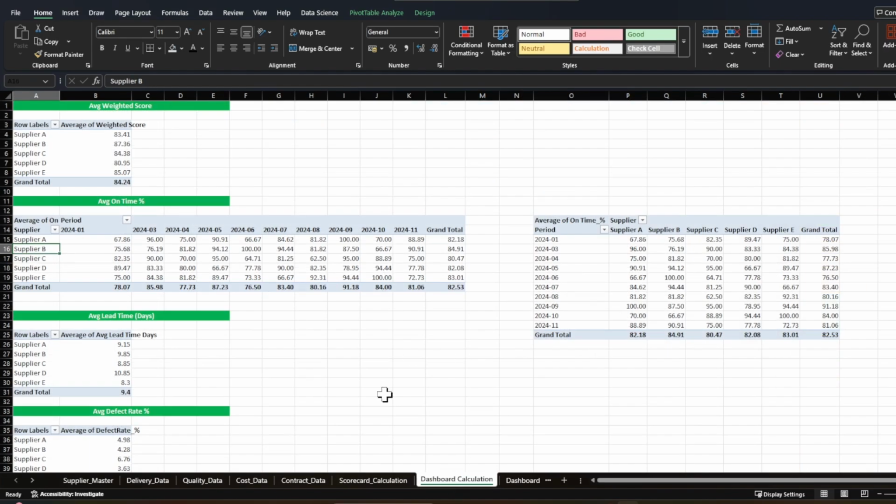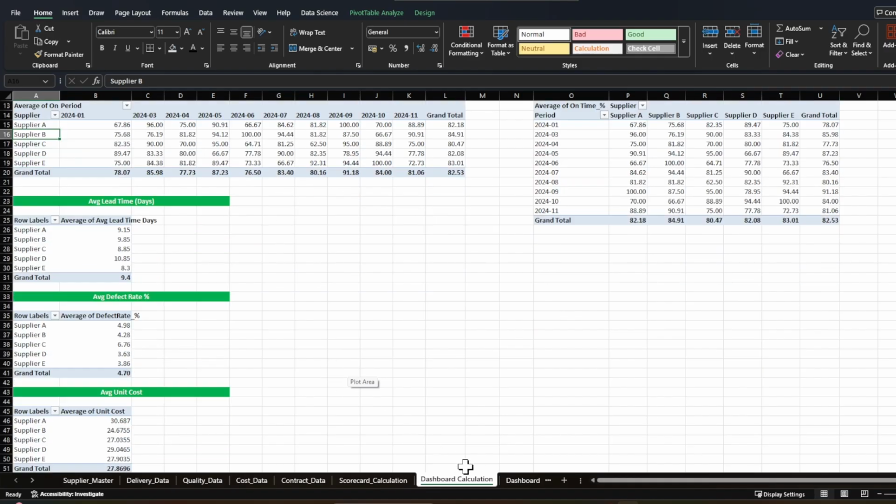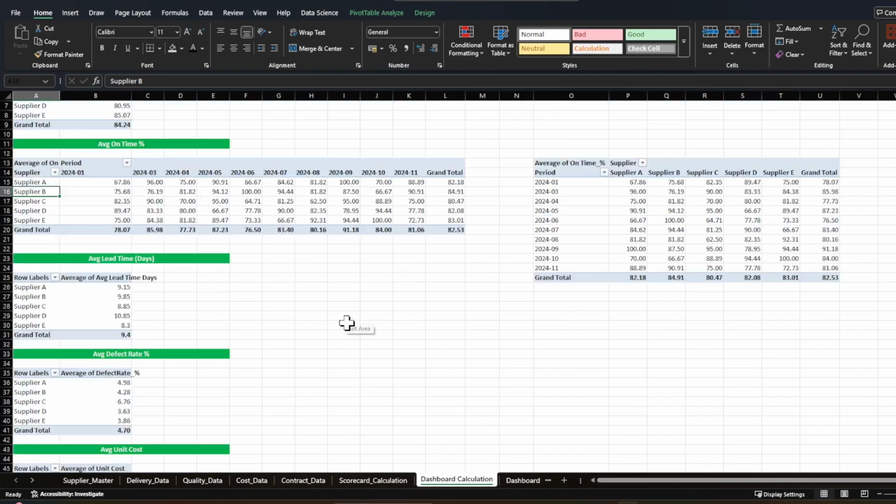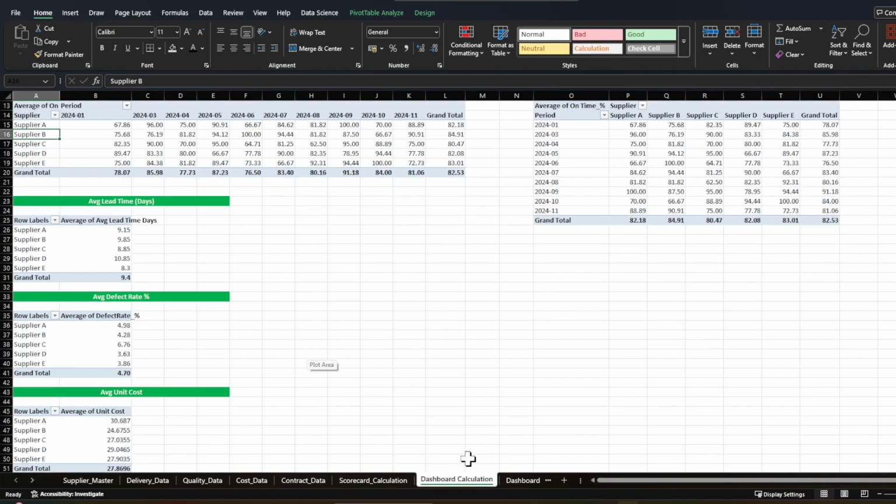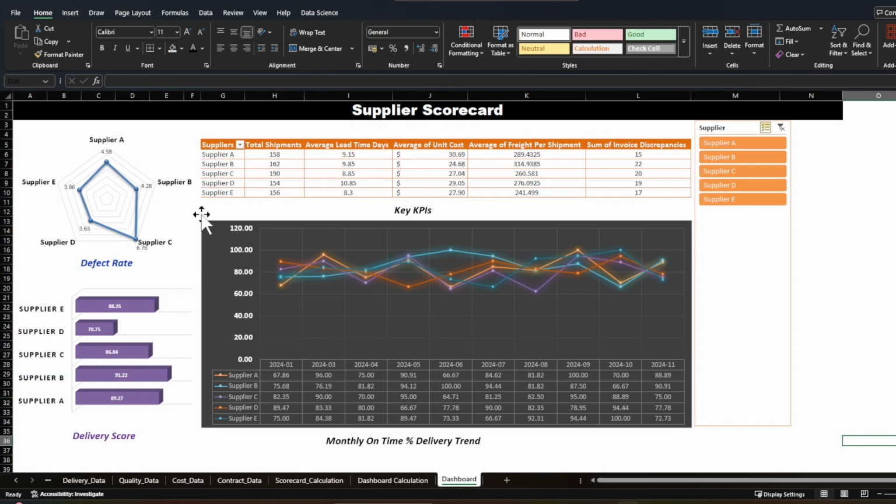Then I have a sheet to do a dynamic calculation so that I can create this dashboard. These are very easy pivots. Then you can create this dynamic dashboard where you can analyze and compare each of the suppliers side by side.